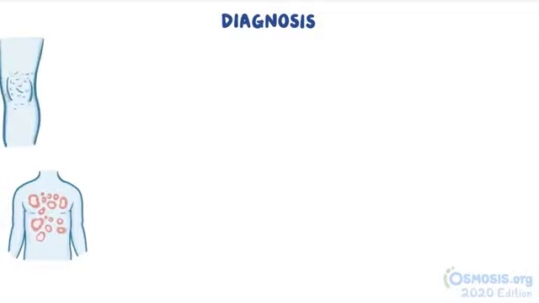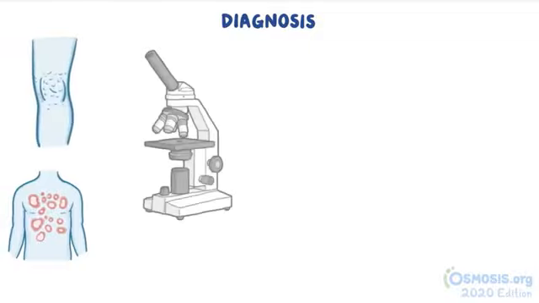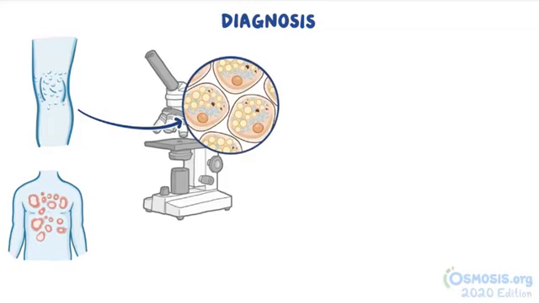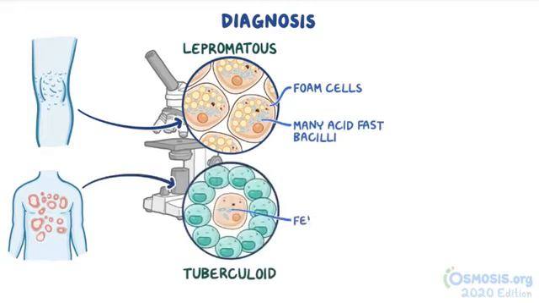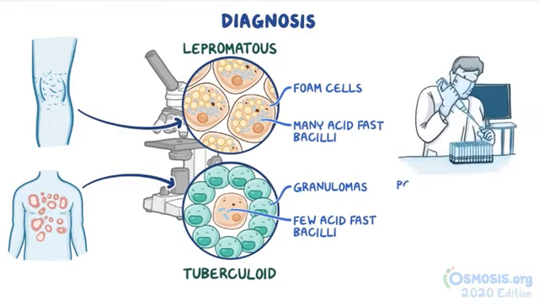Now, diagnosis can be done by identifying Mycobacterium leprae in a skin biopsy of an active lesion, and examining it under a microscope. In the Lepromatous form, there are lipid-laden macrophages, called foam cells, containing many acid-fast bacilli. While in the tuberculoid form, there are very few acid-fast bacilli, and granulomas, which are collections of immune cells. Mycobacterium leprae can also be identified through PCR, which directly detects bacterial DNA.